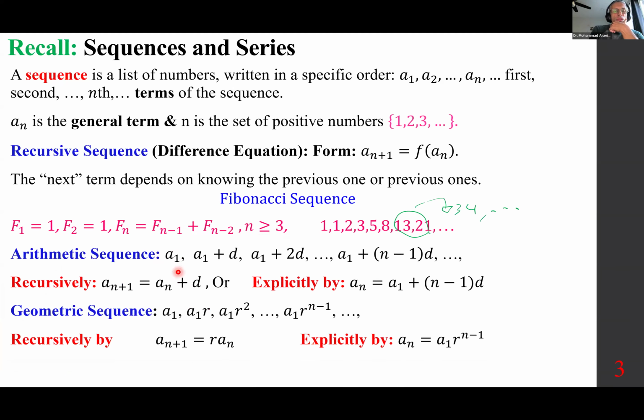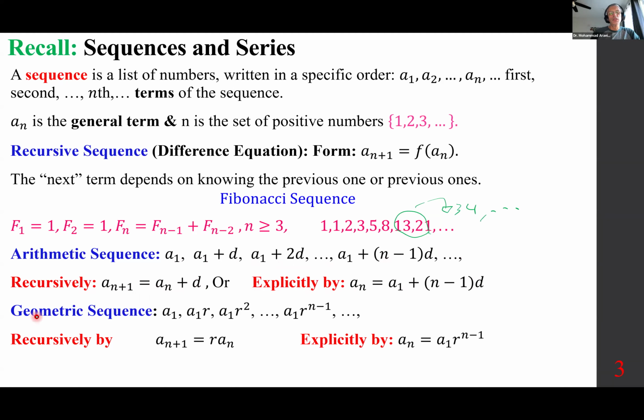Arithmetic sequence, a sub 1, a sub 1 plus d, a sub 1 plus 2d, and so forth. The recursive format would be a sub n plus 1 equals a sub n plus d. d is the difference, the constant difference, or distance, it is called. Explicitly, a sub n equals a sub 1 plus n minus 1 times d.